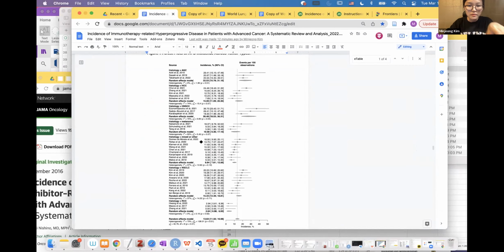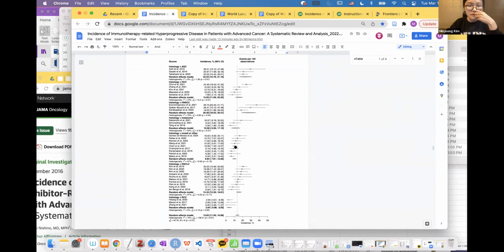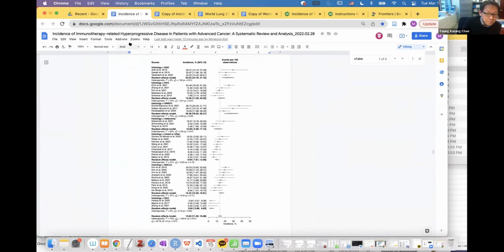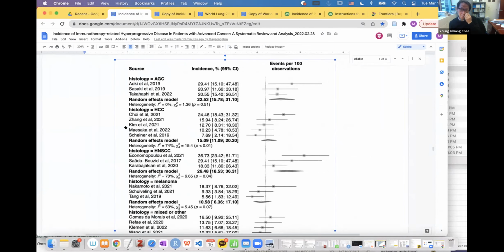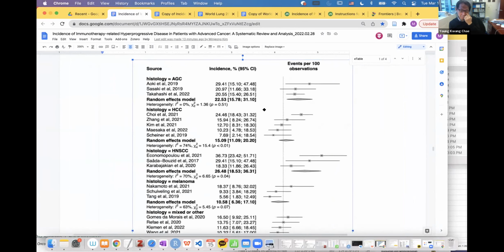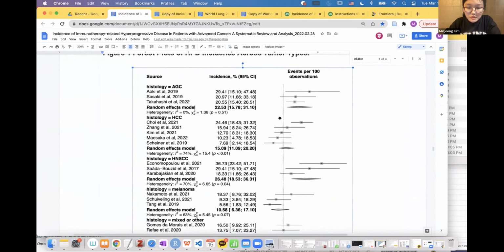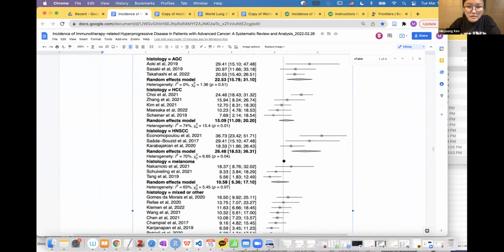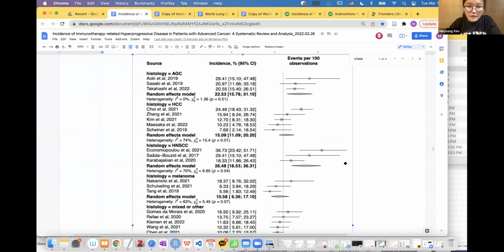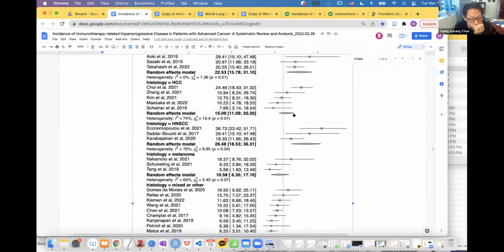So this is the force plot that's in the conference abstract. The results are not that much different, but you can see that the dashed line represents the average, and it's clearly high for head and neck squamous cell cancer and advanced gastric cancer. It's slightly higher for hepatocellular carcinoma.